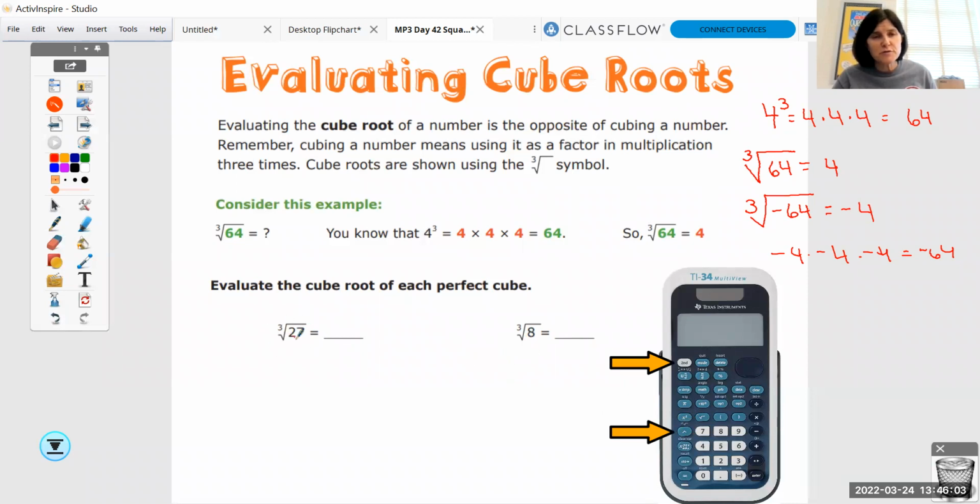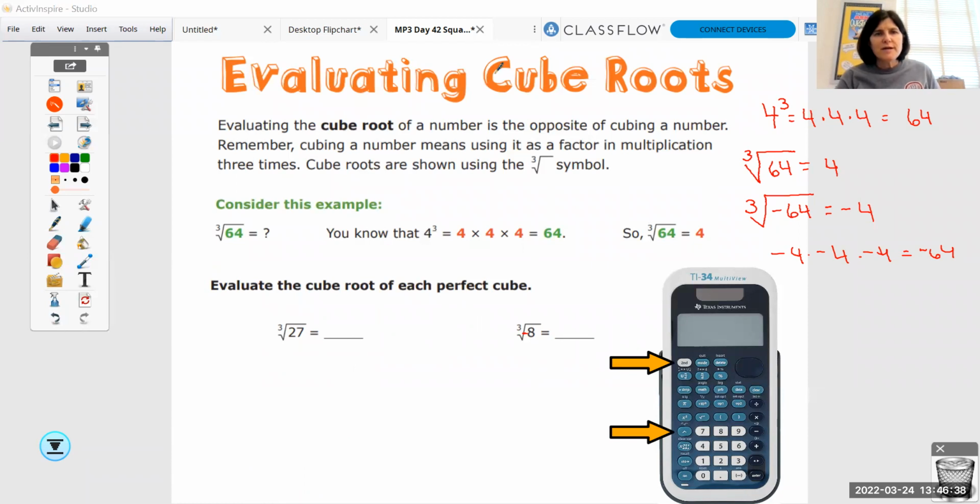So I want us to do a few together. Let's take a look at the first one. These are the first 2 on your packet, and we're going to do them together. I'm getting my packet, and I'm going to show you using the calculator. Now the 8 on yours is a negative, so let me just make sure I put a negative in there. Okay, here we go. We have the cube root of 27 and the cube root of negative 8. So I'm going to switch on over to my calculator so that you can see that.